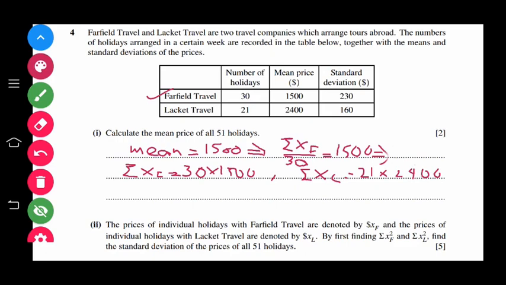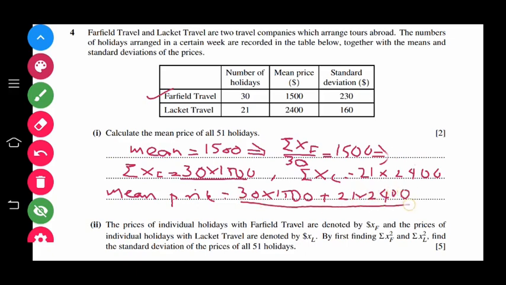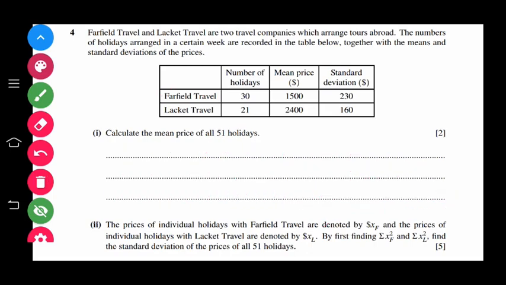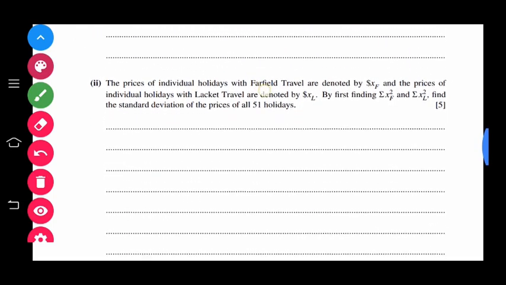Okay, therefore the mean price for 51 holidays is 30 into 1,500 plus 21 into 2,400, the whole divided by 51. We get the answer as $1,870. Okay, let's check the next question.